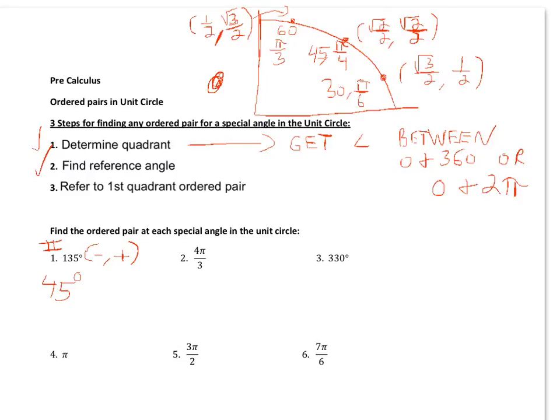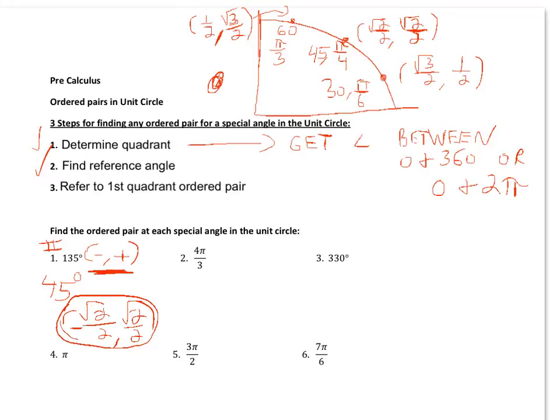If the reference angle is 45, I refer to this, and it's going to be the root 2 over 2's. So let's put root 2 over 2, root 2 over 2. But when I refer to this, the X is negative, so just put a little negative there. So that's it. I didn't go on my unit circle sheet and look up 135 degrees. You're not going to have the unit circle sheet when you do these on the quiz. So you really have to know this 3-step process and refer everything back to 30, 45, or 60.